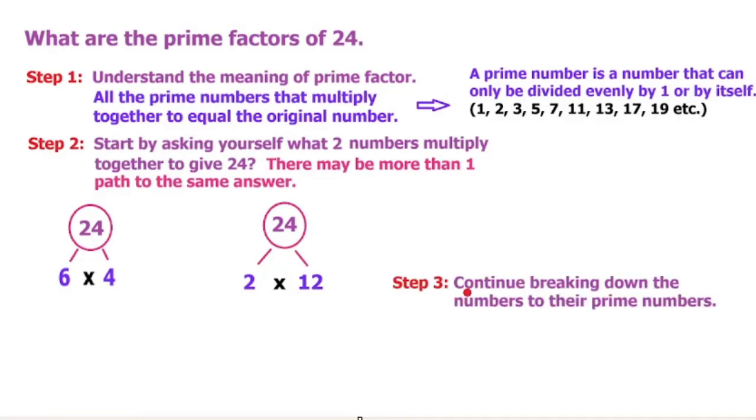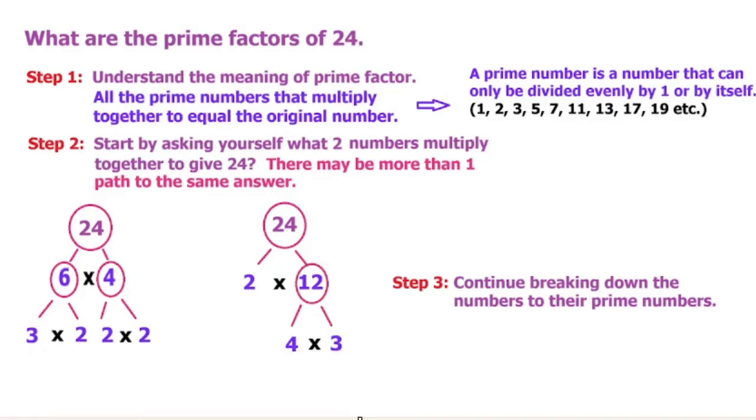So step 3, continue breaking down the numbers to their prime numbers. Let's break this 6 down more. So 6, you come up with by multiplying 3 times 2. And look, these are prime numbers. You can only divide these by 1 or itself evenly. So we can stop there for those. Then 4, to get 4, it's 2 times 2. These are also prime numbers.